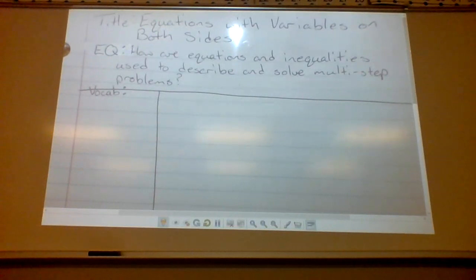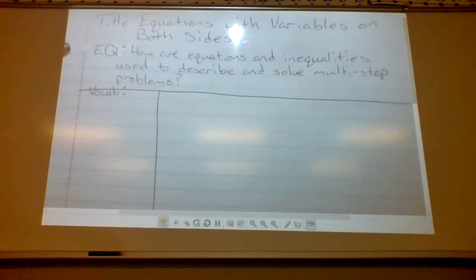Alright, so what we are doing today is equations with variables on both sides. Your essential question is how are equations and inequalities used to describe and solve multi-step problems? I put that in because sometime this week, probably tomorrow, we're going to be working with inequalities. There is no new vocab. All I'm going to do is take the equations we've been working with and add just a little bit to it. Just a variable on the other side.